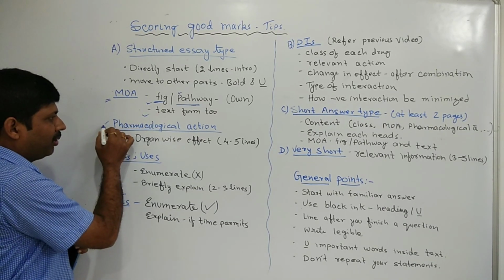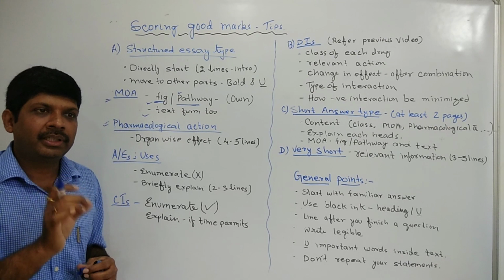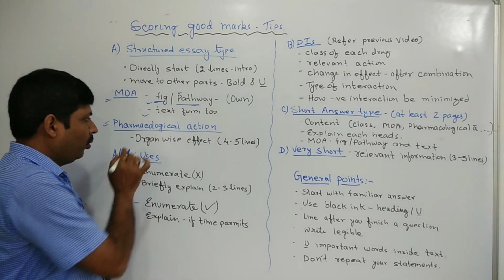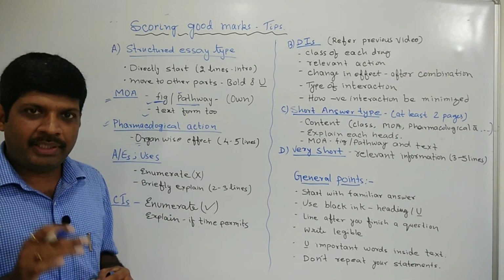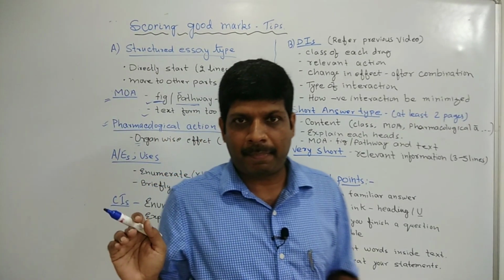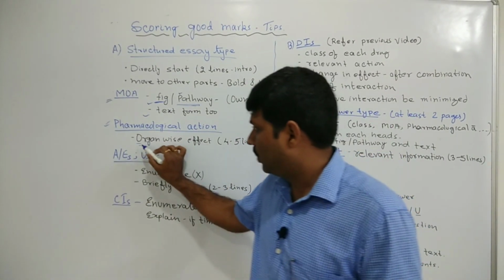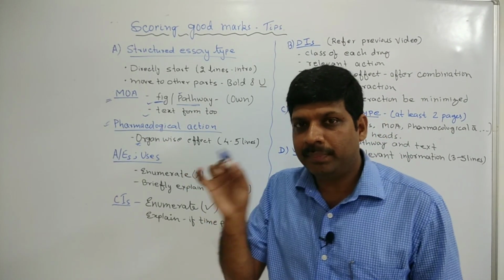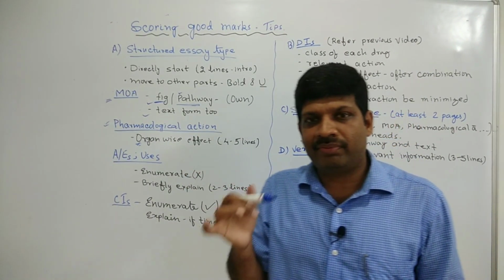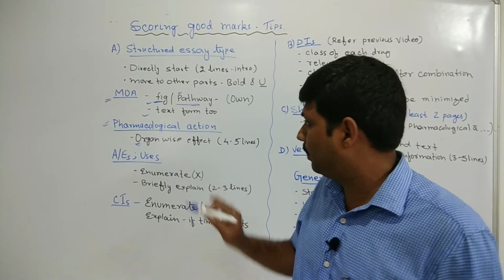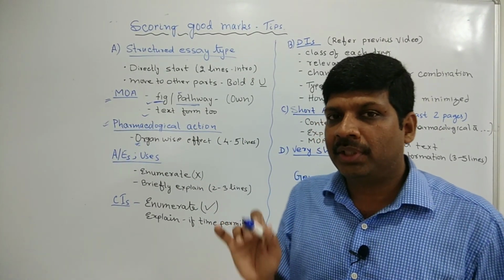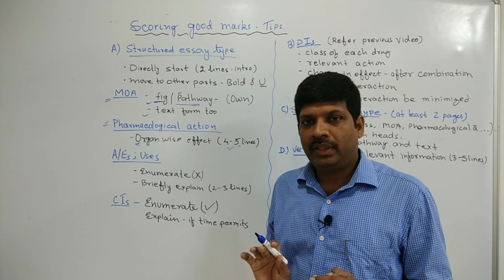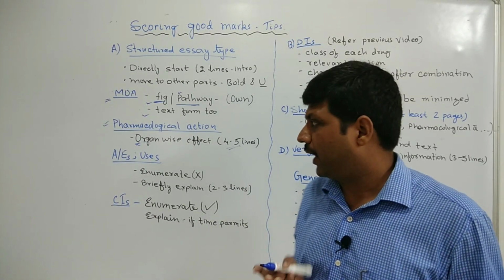Next, if it is a pharmacological action type question, such as explain the pharmacological action of nitrates, go organ-wise. Explain the organ-wise effect of the drug. Say if the effect is on the cardiovascular system, then write cardiovascular system, CVS, and explain the action of that drug on the cardiovascular system. Restrict your explanation for a particular organ system to 4 to 5 lines only. Otherwise, you will run short of time.